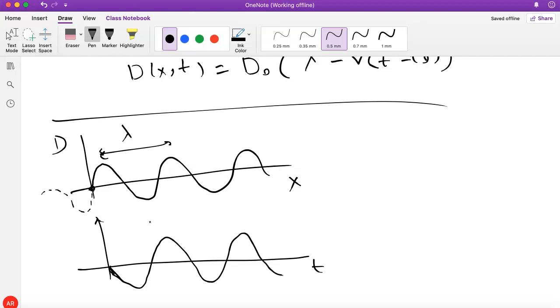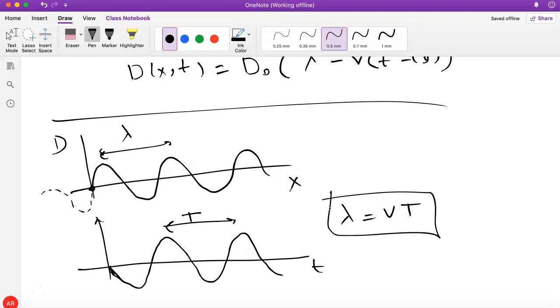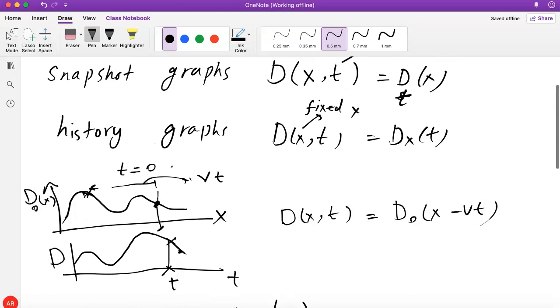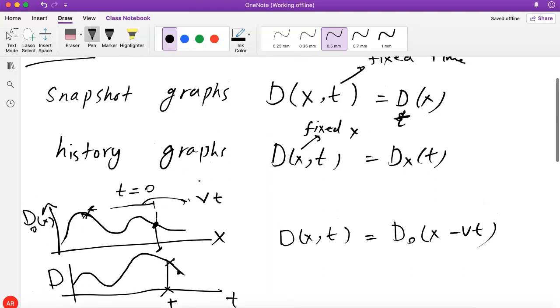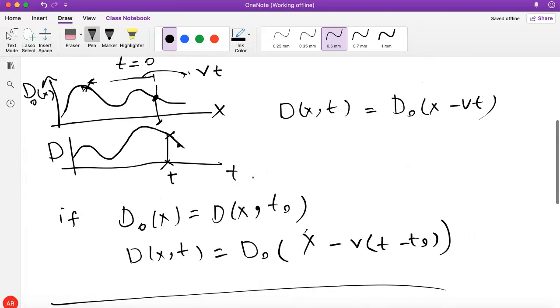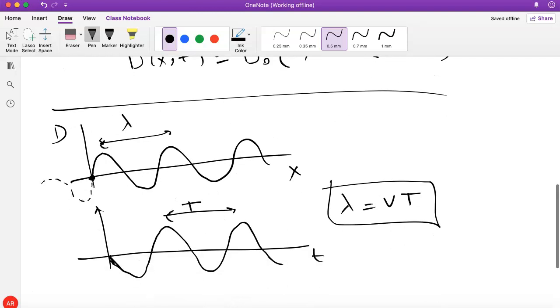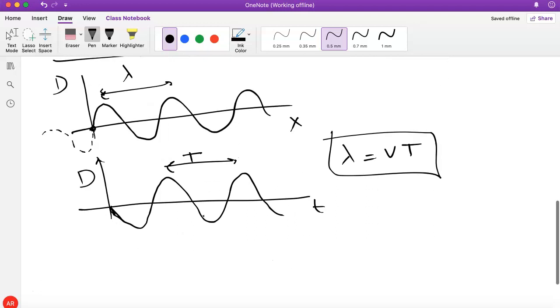Again, the periodicity of this is the period of the oscillations at that one point, and lambda is equal to vt, for the same reason that the distances shifted are v times t. And if your shift is one full cycle, that corresponds to one wavelength here and corresponds to one period in the history graph.